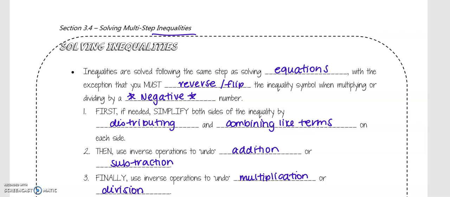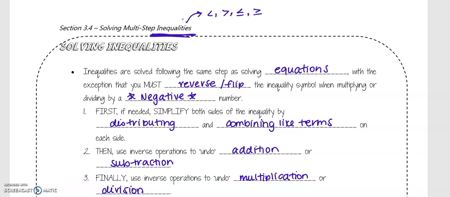Hey everyone, so we're going to start the next section. It's section 3.4, and we're still chatting about inequalities. Remember, an inequality is when we are comparing two expressions. An inequality has a less than, a greater than, less than or equal to, or greater than or equal to. And today we're going to solve them.